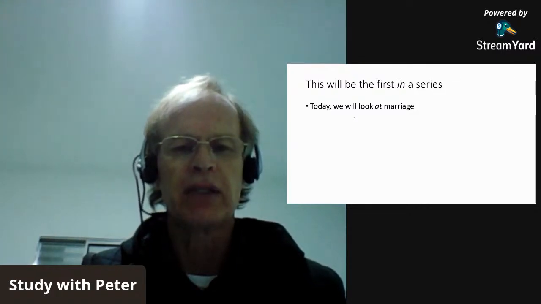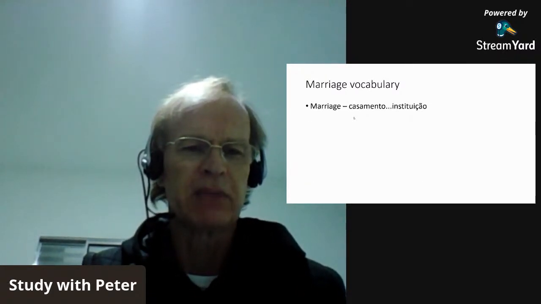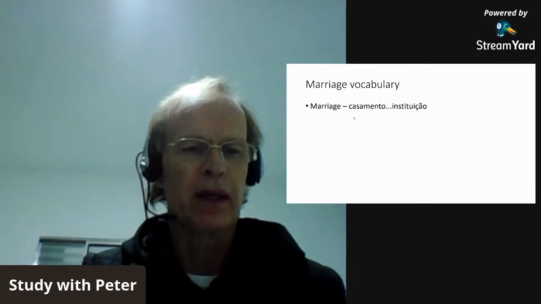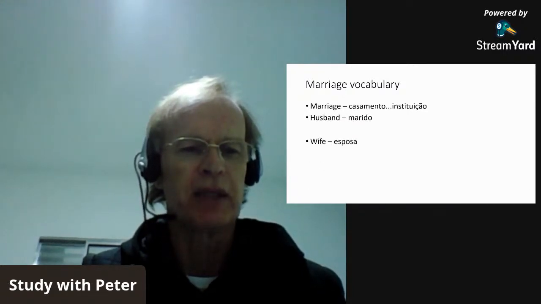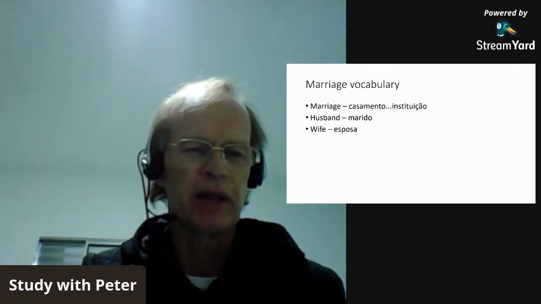Now, marriage, as you know, is casamento. We're going to look at some of the vocabulary because these are questions I get all the time. Marriage is casamento, the institution. Now, the verb is marry with y. And then in the institution of marriage, we have the husband and the wife. After they get married, you have your husband and your wife.